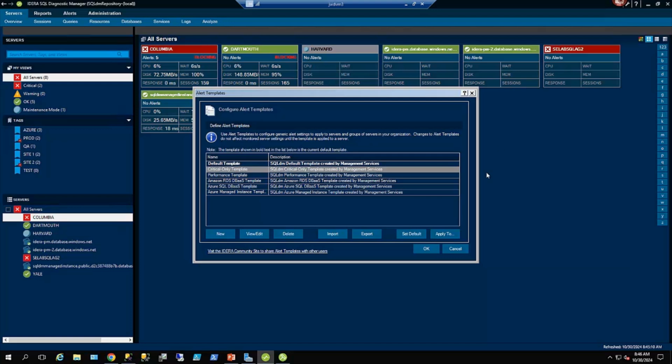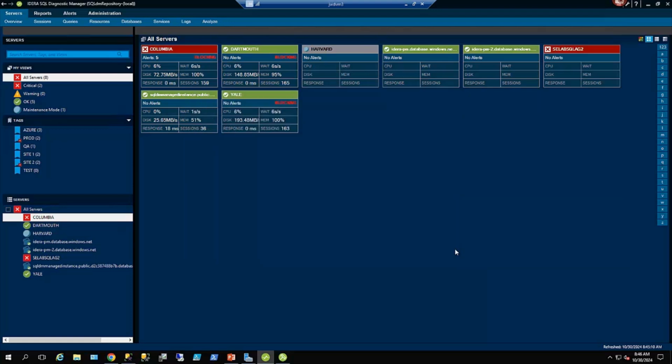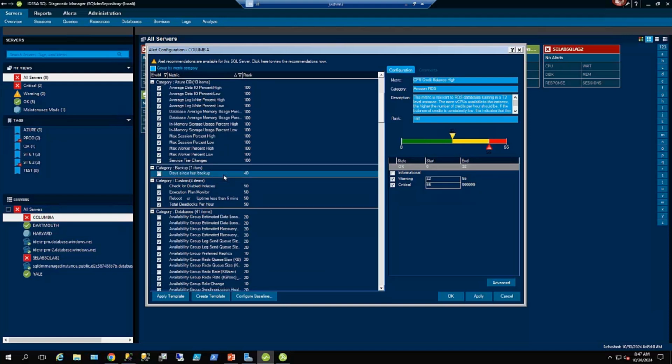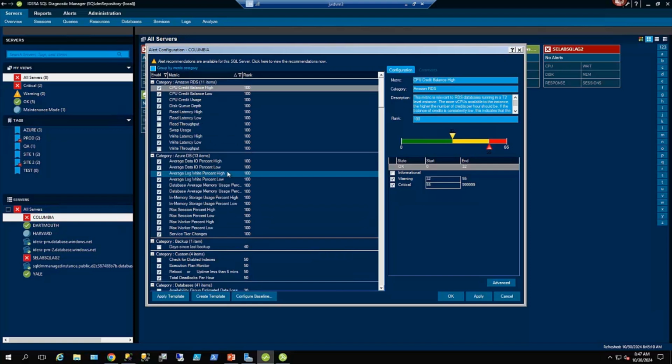When you add a SQL instance after the fact, so let's say I've added this Columbia server and I've applied this default template. If I want to know what I'm monitoring on that SQL instance, all I have to do is go to the server, right-click on it, and pick Configure Alerts. This brings up the dialog box that shows me all the metrics I'm monitoring. Anything with a checkbox is being monitored. Anything without a checkbox is being overlooked or we're missing. Again, the default templates set what we're going to monitor and set the threshold within these metrics.